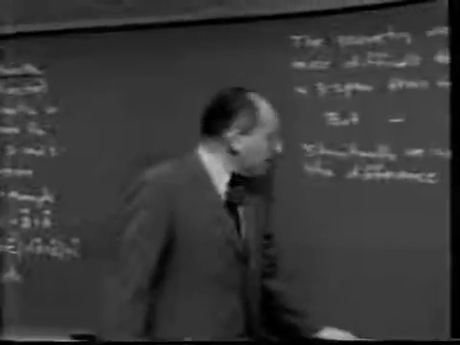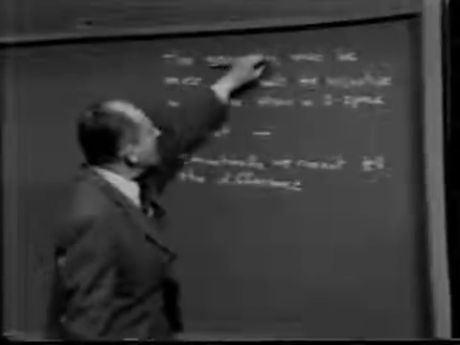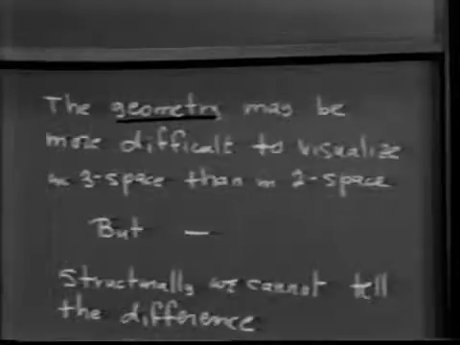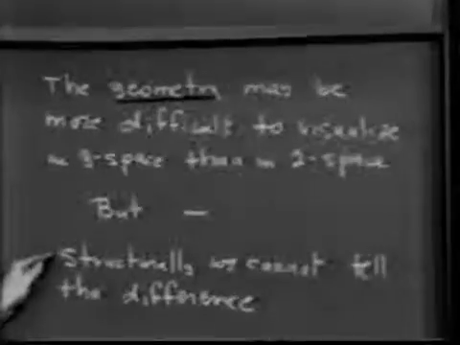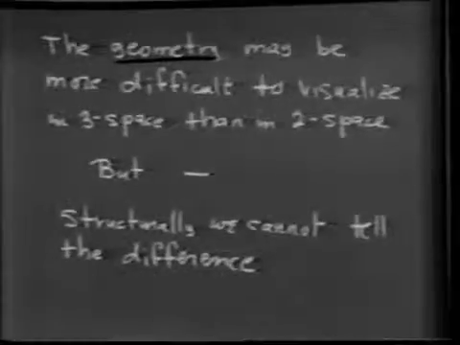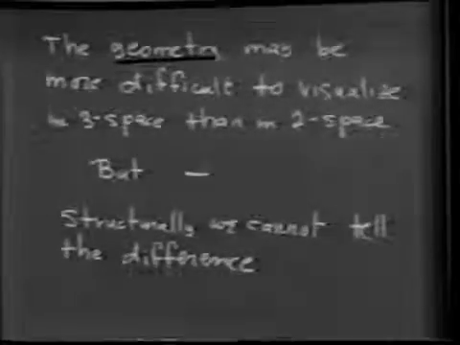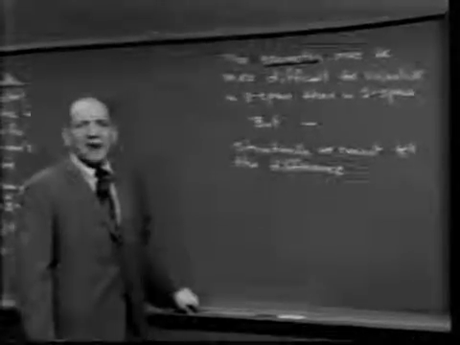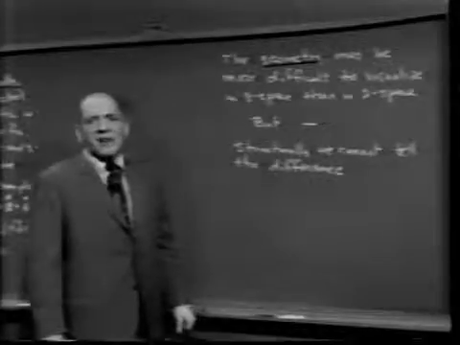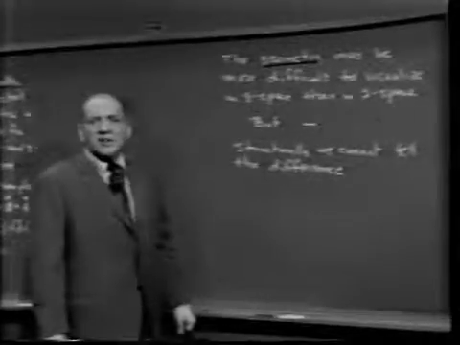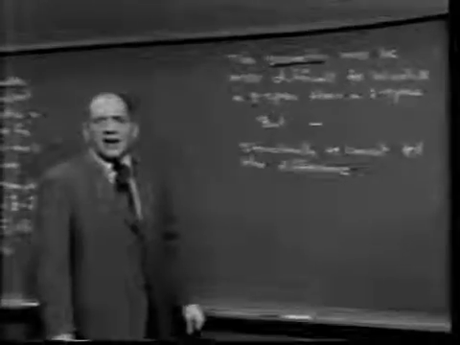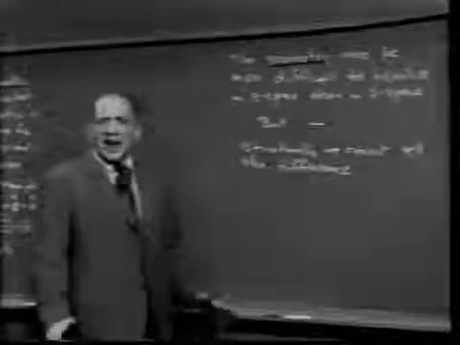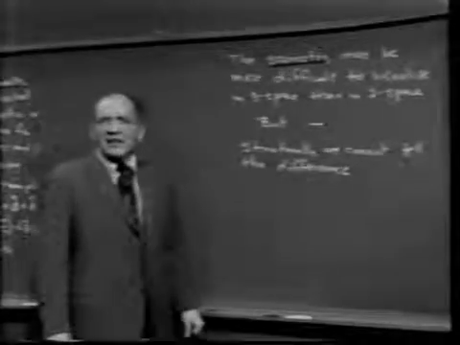What we can tell the difference between, I guess, is the geometry. The geometry may be more difficult to visualize in 3 space than in 2 space, but structurally, we cannot tell the difference. And I guess this is what this is all about: as you read the textbook and do your assignment, there is going to be a tendency on your part to try to rely on diagrams. And boy, you have to be an expert in descriptive geometry to be able to take a view of something in 3 dimensions and get its true lengths as you look along various axes and lines of sight.